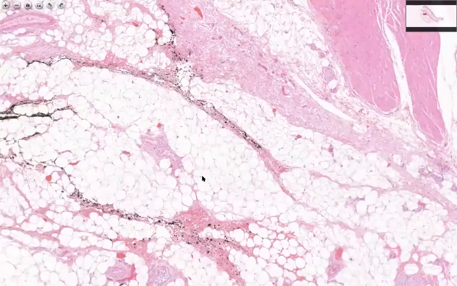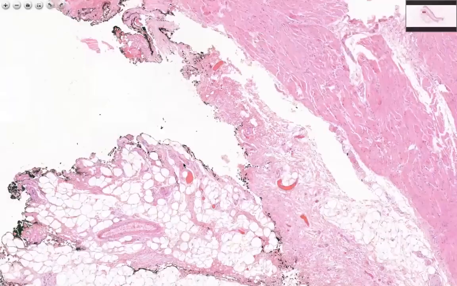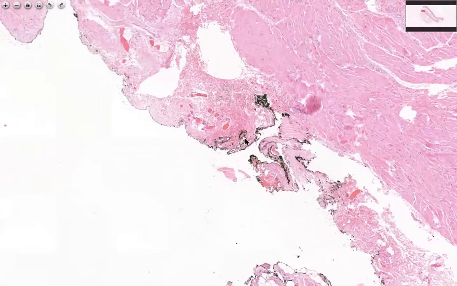The outermost layer of the tubular gut varies depending on whether that portion of the gut is in the retroperitoneum or whether it's intraperitoneal. So the esophagus is a retroperitoneal organ, and so the outermost layer, which is marked by this black ink here, is called the adventitia.